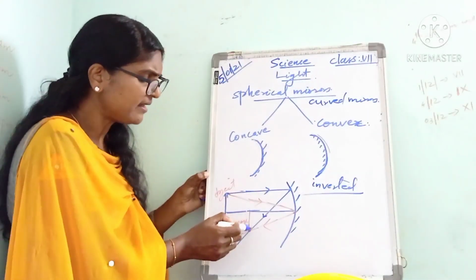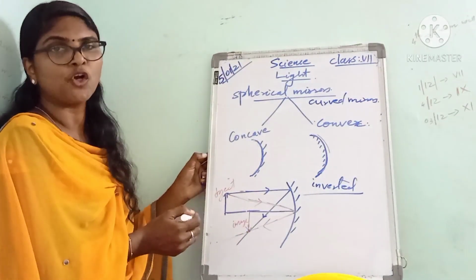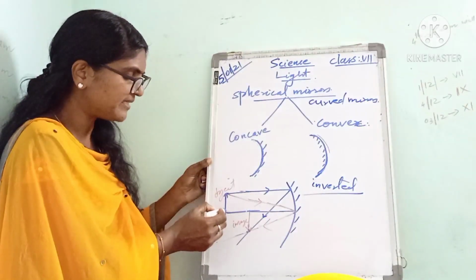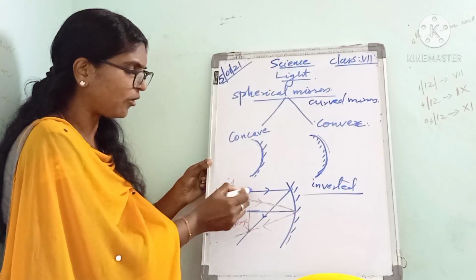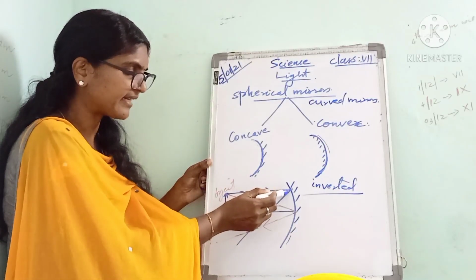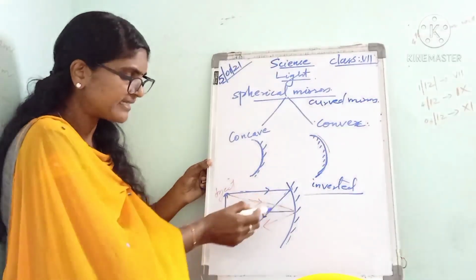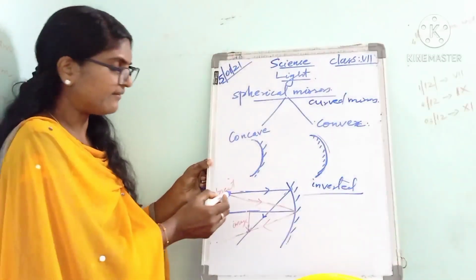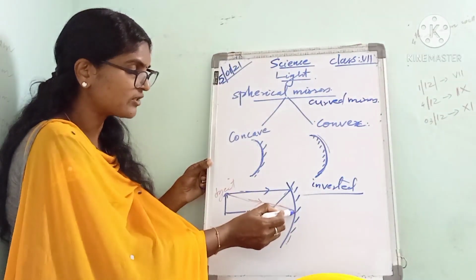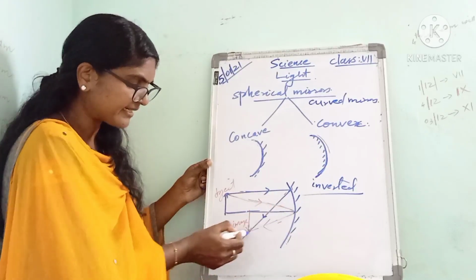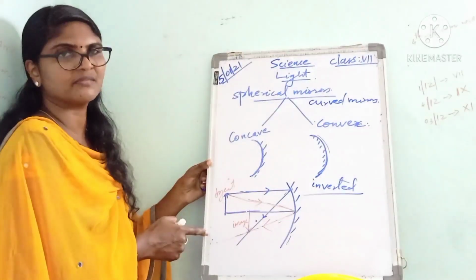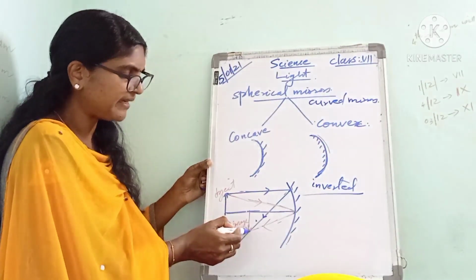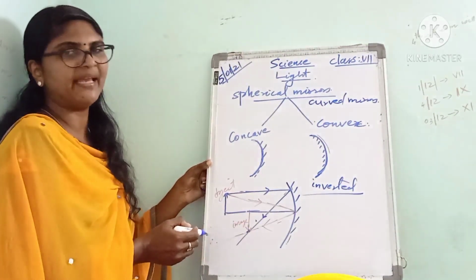So this is actually the real image produced by a concave mirror. We have the object here and this is the concave mirror. The light from the object falls on this concave mirror and is reflected like this. This is the reflected ray. Then we can consider another light which falls on the mirror and gets reflected like this. These two are the reflected rays, and they meet here, where we get the image.